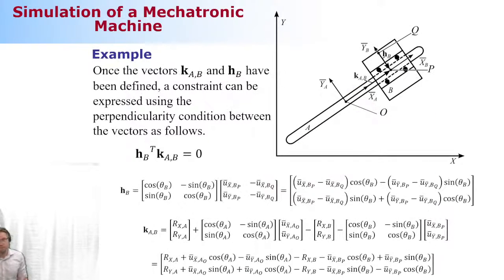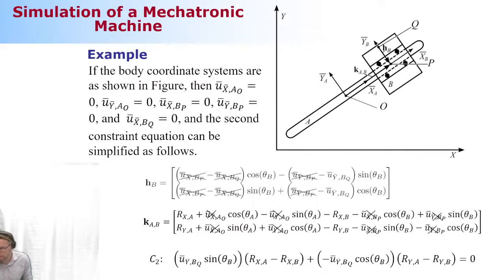Then the perpendicular condition. Remember that in mathematics, if you have two vectors perpendicular, you can have this vector transpose multiplied by vector. If this is equal to 0, this is the perpendicular condition in mathematics. Let's make it happen. It's a big mess, but let's make it happen. So this is the vector H. It's pretty straightforward. This is a vector K. And once you do this mathematical operation, using these simplifications, the final constraint equation looks like this.